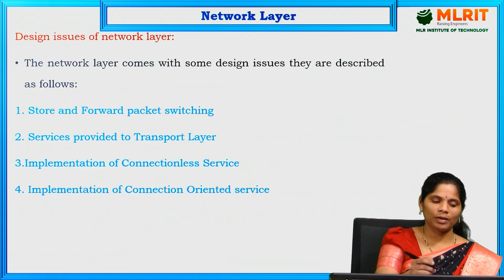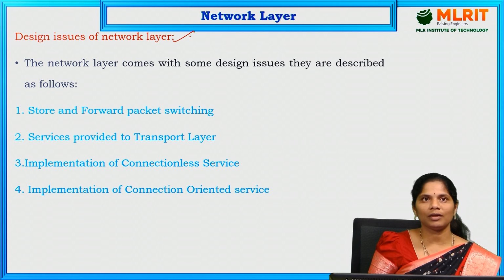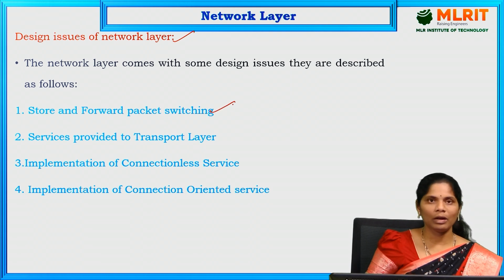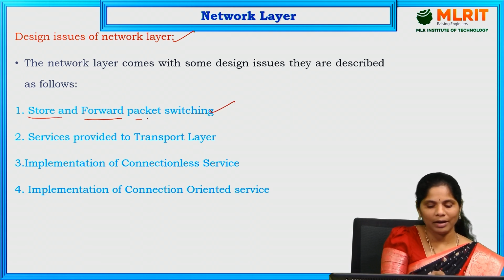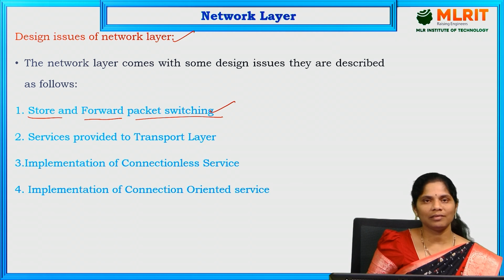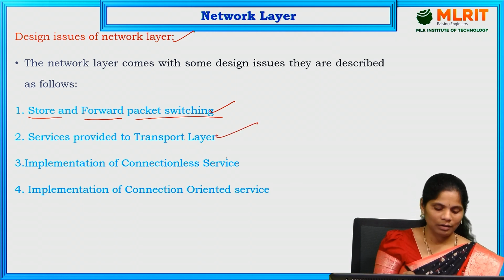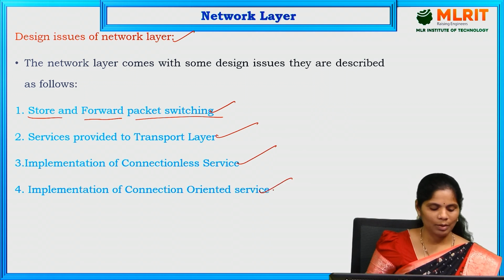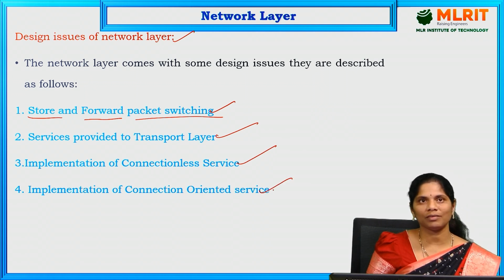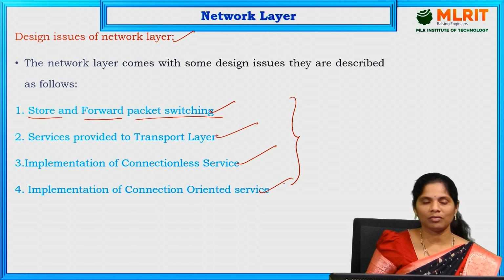The next topic is the design issues of the network layer. What are the main design issues of the network layer? There are four types of design issues. First one is store and forward packet switching. This is the first design issue. The second one is services provided to the transport layer. The third one is implementation of the connectionless service. And the fourth one is implementation of the connection-oriented service. These are the four design issues of the network layer.